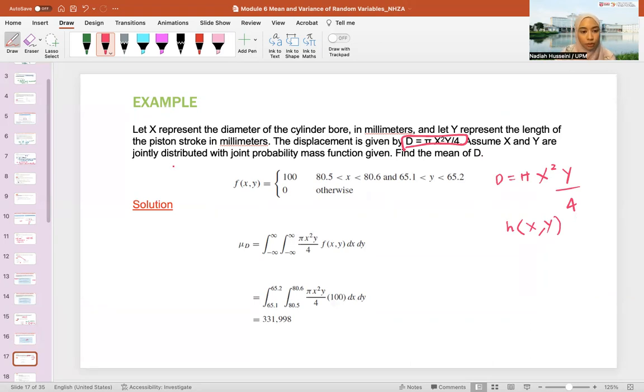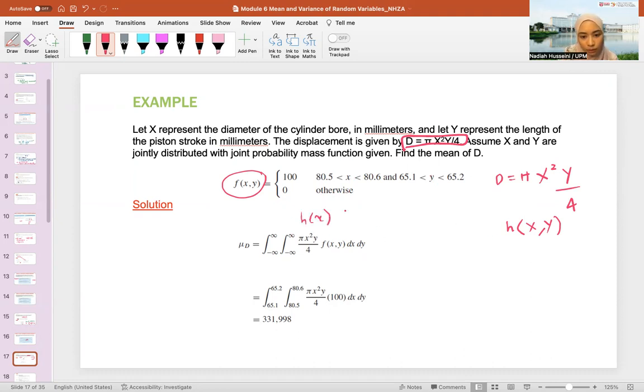Assume x and y are jointly distributed with the joint probability mass function given. So this is our joint probability mass function, and it has two boundaries, one for x and one for y. Otherwise, if it's not between these values, it is going to be 0. So just plugging in the equation, I think it's fairly simple.